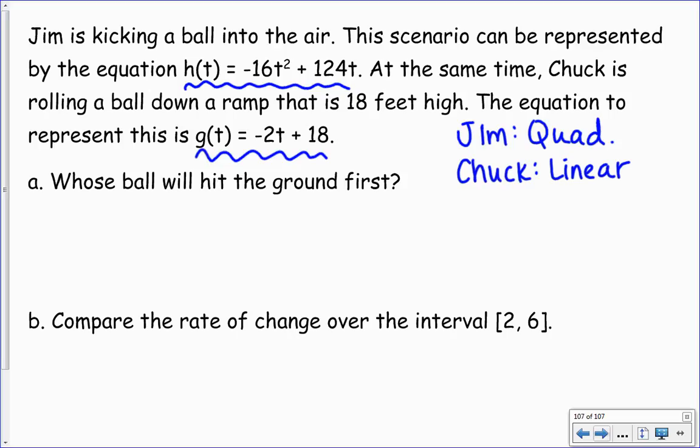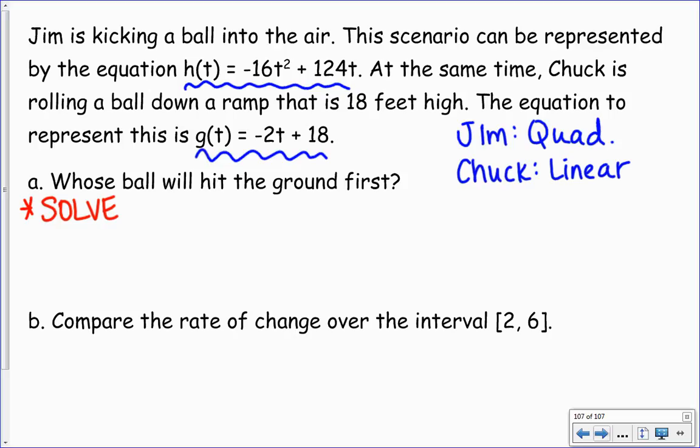And you'll notice the difference between the two is one has the exponent, one does not. So the first question that we're going to be asked is whose ball will hit the ground first? Okay, so think back to quadratics. When we first started looking at quadratics, we started solving these things. Then we were given word problems that said, how long will it take the ball to come back down to the ground? How long will it take the guy diving off a cliff to hit the water? So with this first question, it means solve it.